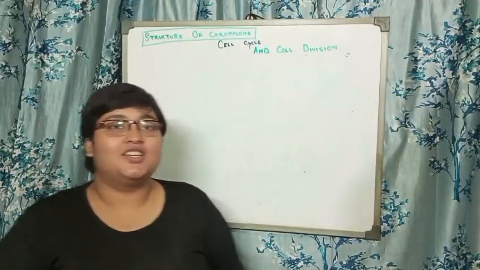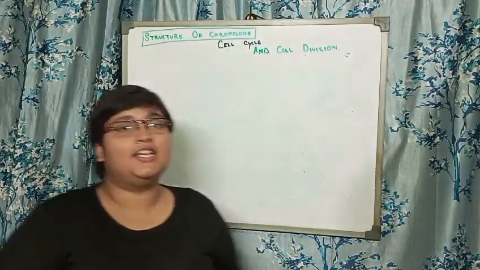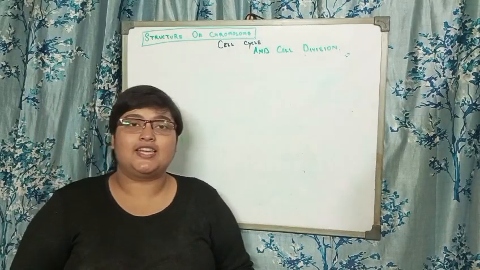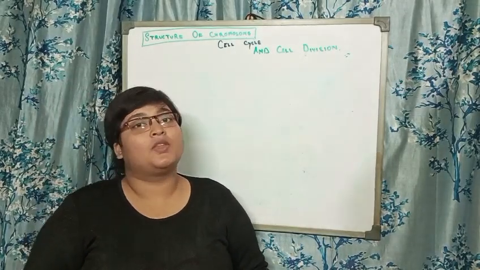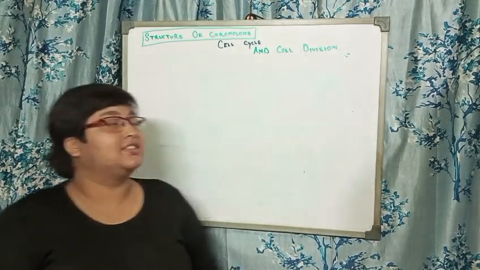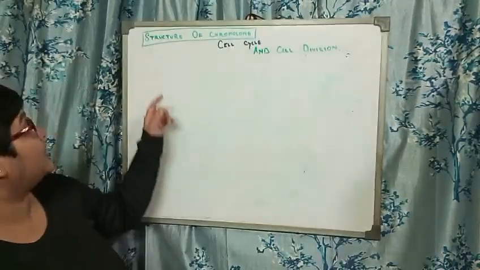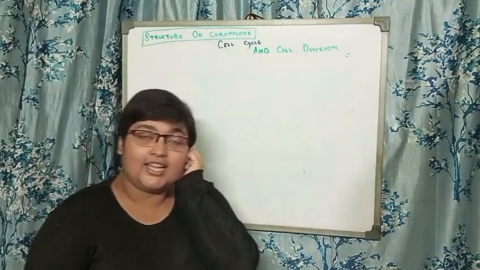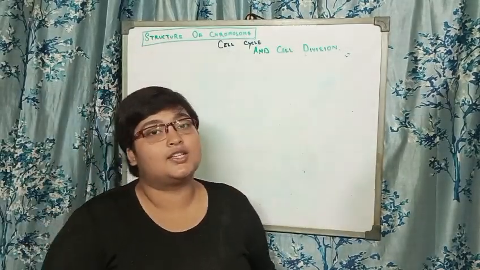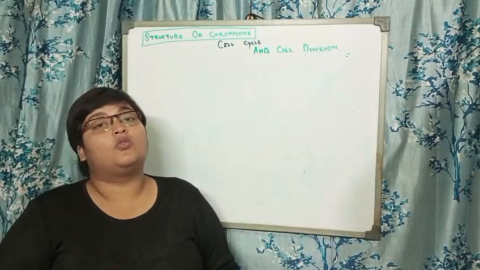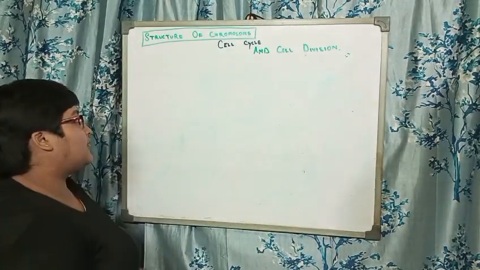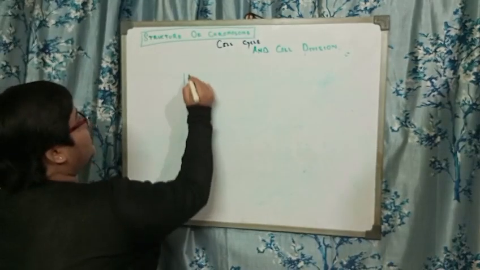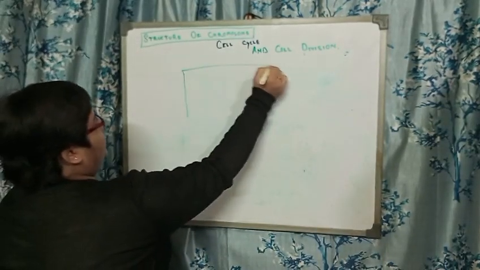So hello everybody. Today we are going to understand the second chapter of ICSE examination biology for class 9 and 10. The name of the chapter is Structure of Chromosome, Cell Cycle and Cell Division. So first, to understand this, we need to focus on what is chromatin. Chromatin is a thread-like structure which is present inside the nucleus of the cell.